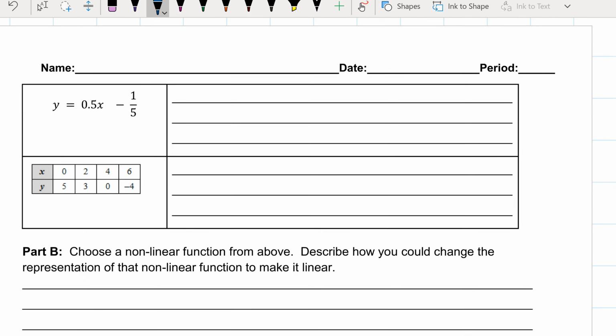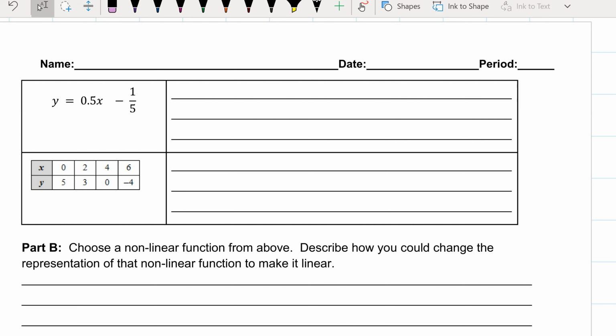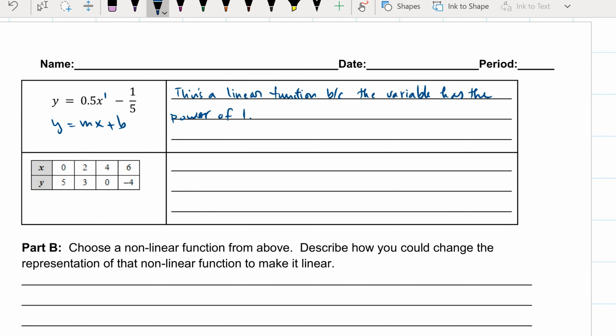Okay, the next one, y equals 1/2 x minus 1/5. Again, because the variable has the power of 1, it is a linear function. Okay, and besides that, it is also in the format of y equals mx plus b.